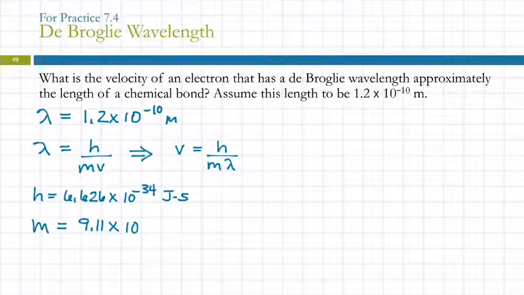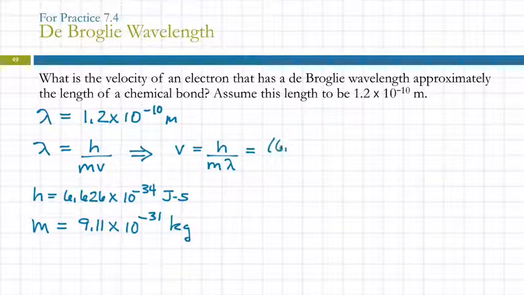9.11 times 10 to the minus 31 kilograms. That's also a number you don't have to memorize. I can't quite remember it myself. That's the mass of an electron. So we've got Planck's constant, we've got the mass of an electron, we've got the wavelength. We can put these numbers in.